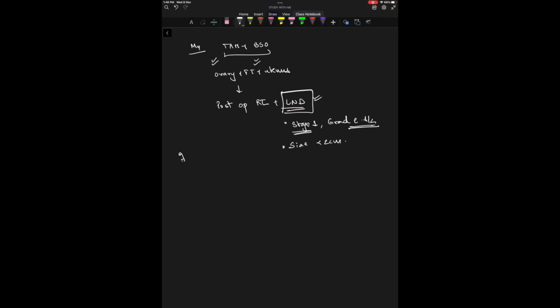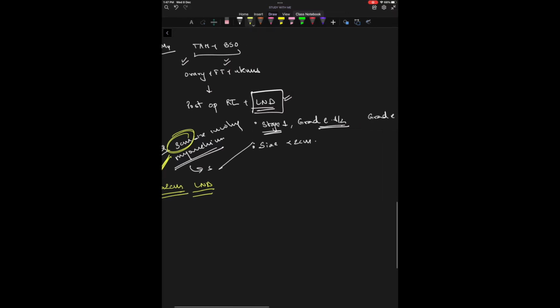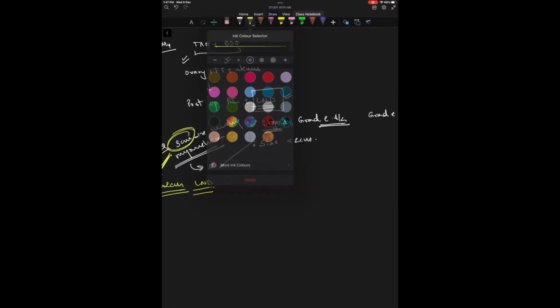So for example, if the question says that there is a tumor of 3 centimeter size involving myometrium, so here we'll see that myometrium is involved, it is stage 1, so we won't do lymph node dissection. That is not true because you need to look at the tumor size as well. Here the tumor size is exceeding 2 centimeters, hence lymph node dissection will be required. Alright. Third point.